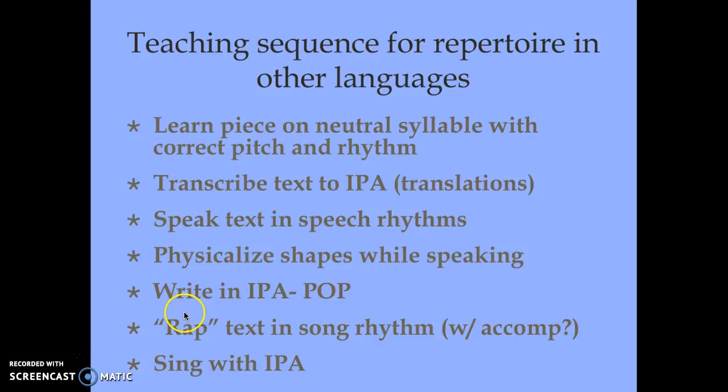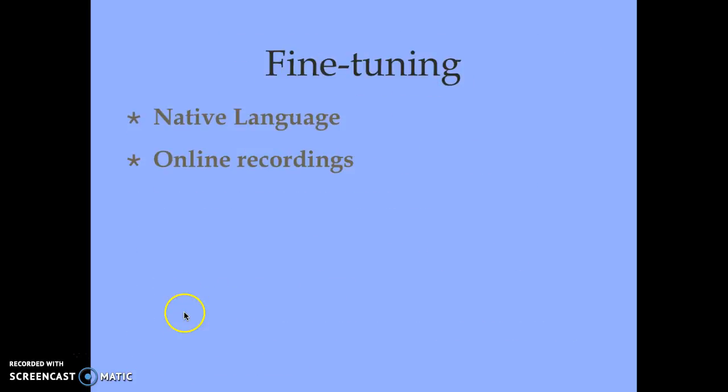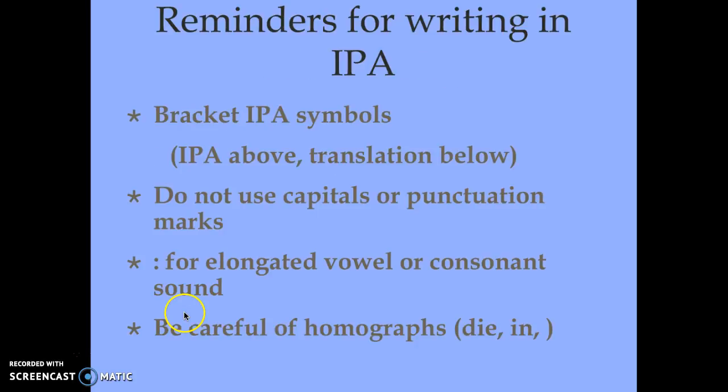And I like to put the IPA below the text, and then I put the actual translation above. Wrap the song now, looking at the IPA in the rhythm, and I think it's a great idea to go ahead and add accompaniment when you do this, and then sing with the IPA, so putting the actual music with IPA. Then you can fine-tune it with online recordings or people who are native speakers.